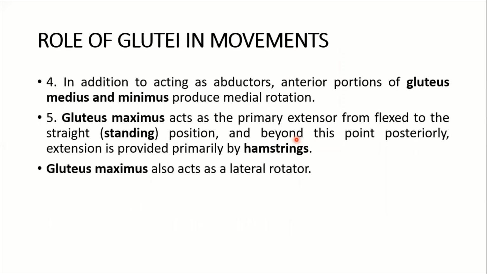So the role of the glutei in movements is very important. Also, these glutei play a role in the Trendelenburg sign, when one foot is off the ground and they balance the pelvis on the opposite side. In addition to acting as abductors, the anterior portion of the gluteus medius and minimus produce medial rotation. Gluteus maximus acts as the primary extensor from flexed to straight standing position, and beyond this point posteriorly, extension is provided primarily by the hamstrings. Gluteus maximus also acts as a lateral rotator.